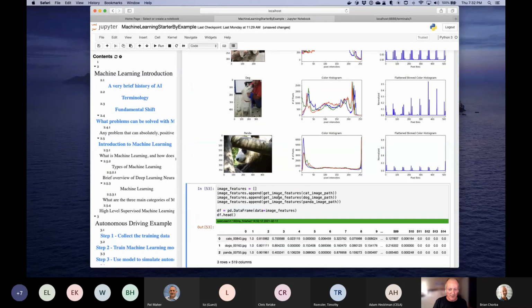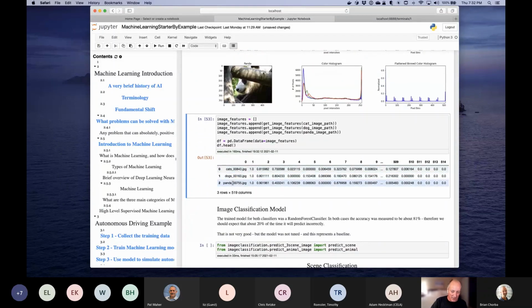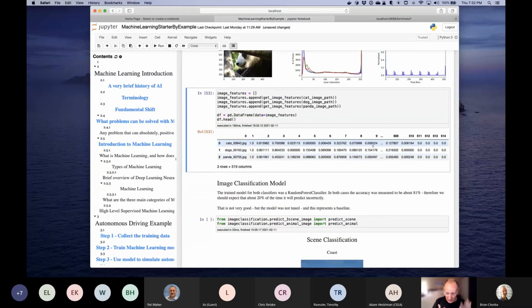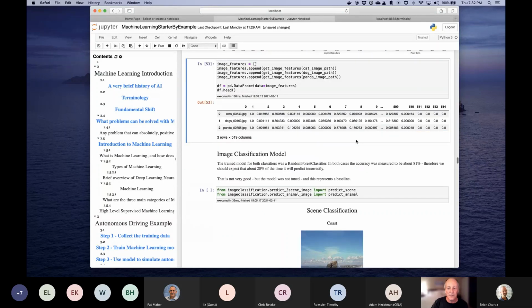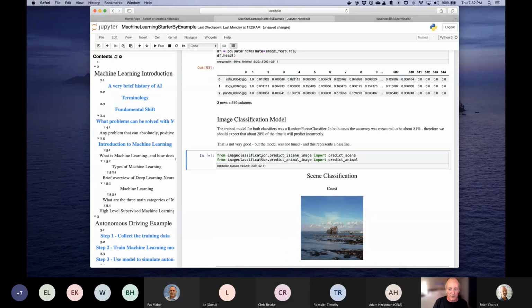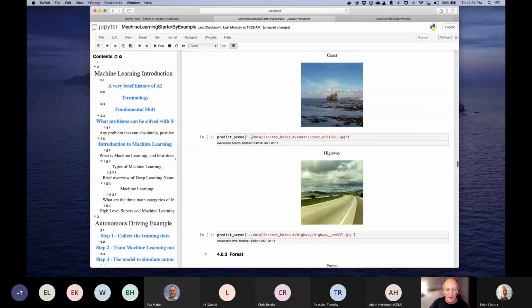So let's see how these. Oh, here's the cat, dog, and panda. Again, the same kind of numbers. You and I looking at it can't make sense of it. Let's see how these models perform.